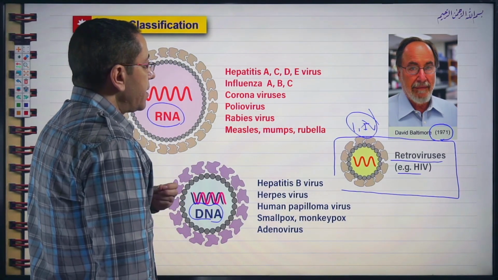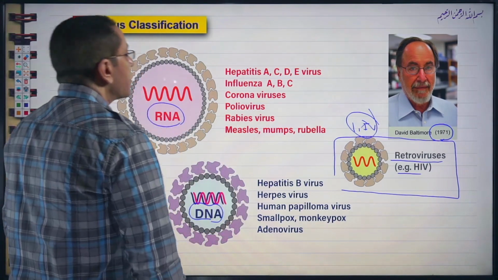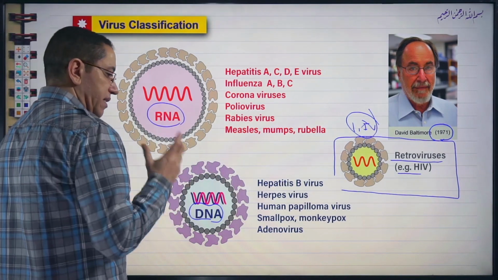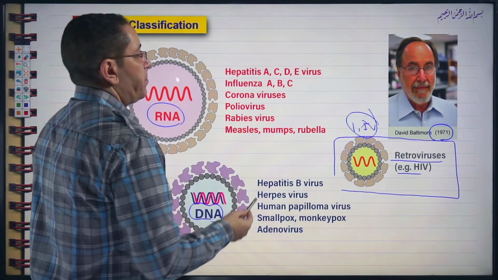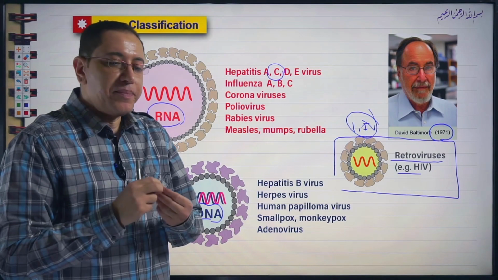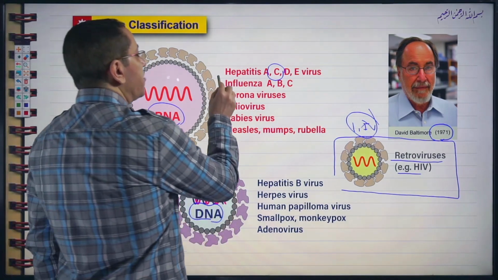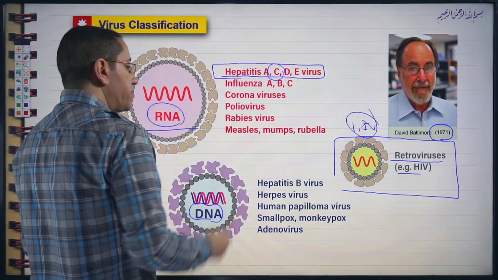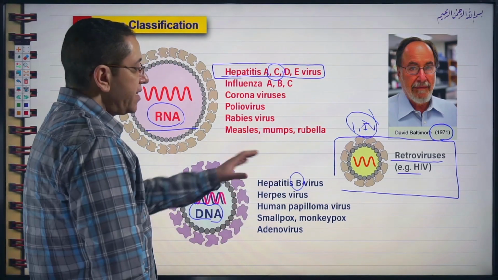Before we leave this slide, as much as you can, try to remember or memorize examples of the RNA viruses and examples of the DNA viruses. Because it's not good when an examiner asks you whether the HCV hepatitis virus is an RNA or DNA virus and you don't know. This doesn't pass easily. For example, be aware that all the viruses infecting the liver, all of them are RNA viruses, except this one, the HBV, hepatitis B virus. It is a DNA virus.